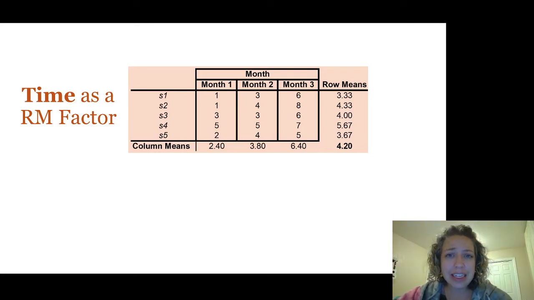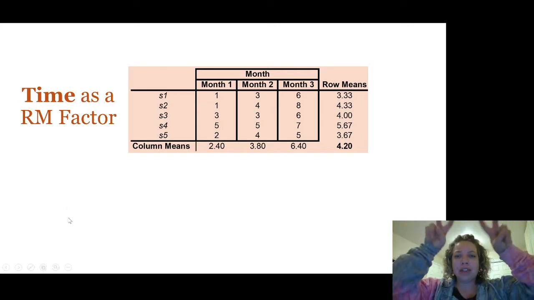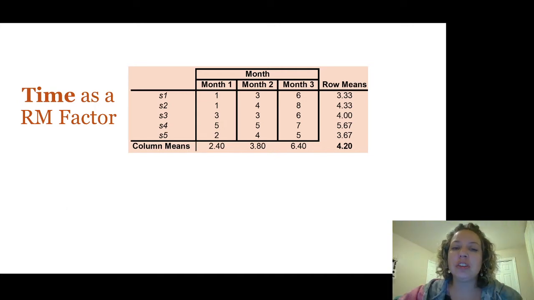Everyone has a slightly different pattern, but our question could be phrased, is there growth over time? And if so, is it constant linear growth? And if we look down here at the bottom of the table, we can see the margins that are the column means, and they go from 2.4 to 3.8 to 6.4. That looks pretty consistent with growth.